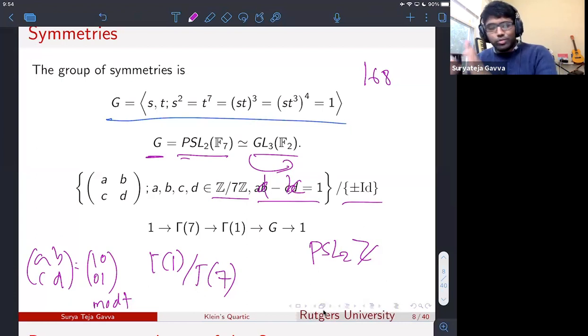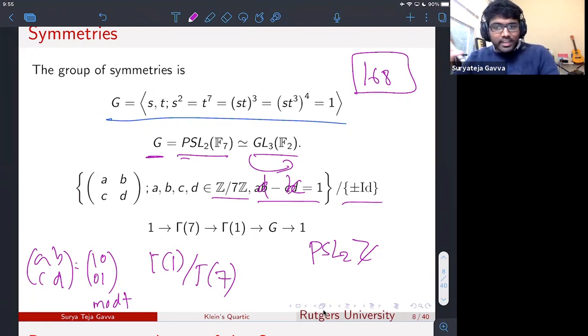So right now I'm just saying, from the tilings and so on, we can figure out what the group is, and you can see that the group is in fact equal to some few other groups like PSL2(F7) and GL3(F2). And this PSL2(F7) is exactly Gamma 1 mod Gamma 7. Okay, so all these groups are the same isomorphic groups, and they have 168 elements. So this is the starting point to get into arithmetic.